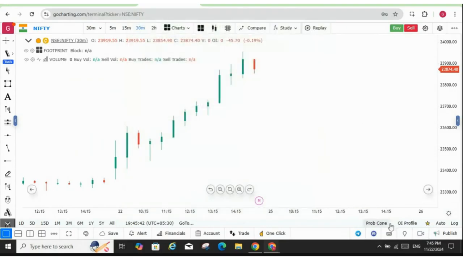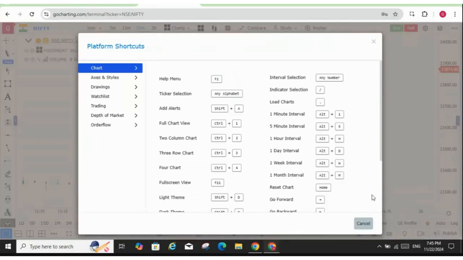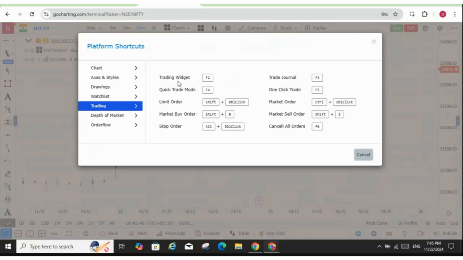Then these are some hotkeys, the shortcuts. People like shortcuts for trading. Say, for example, if you want to do quick mode trading and all those things, you can use these hotkeys.